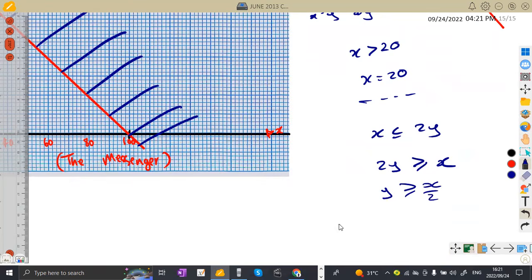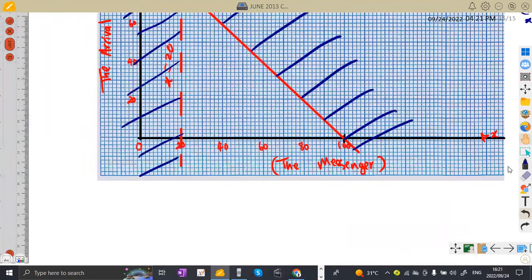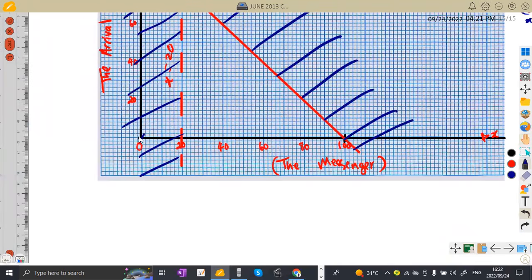So guys, this one you just need table values of x and y. You can put any value. When x is equal to 0, y is 0. When x is equal to 40, that's 40 divided by 2, which is 20. When x is equal to 80, that's 80 divided by 2, which is 40. So you plot 0, 0, then 40 corresponds with 20, 80 corresponds with 40. These are the points.